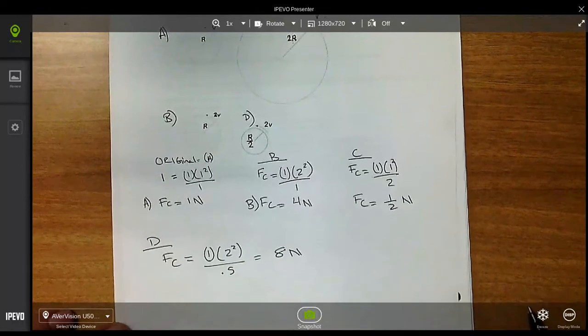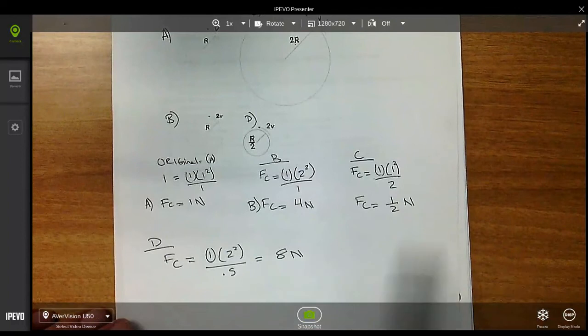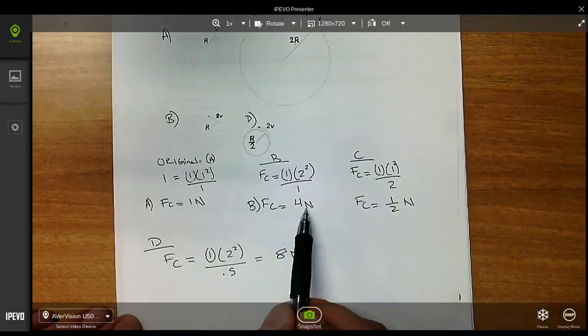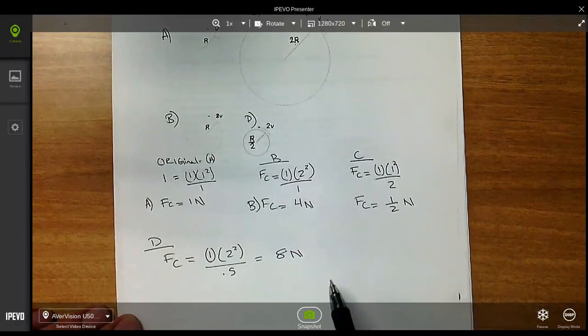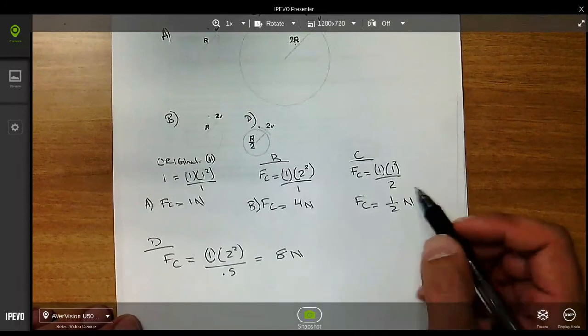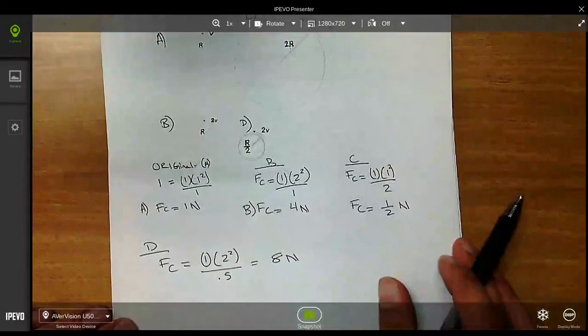The question asked us, which scenario has the least centripetal force? So letter A was 1, letter B was 4, letter C was half a Newton, and finally option D was 8 newtons. So the least centripetal force is by option C.